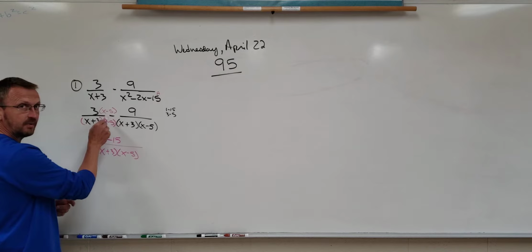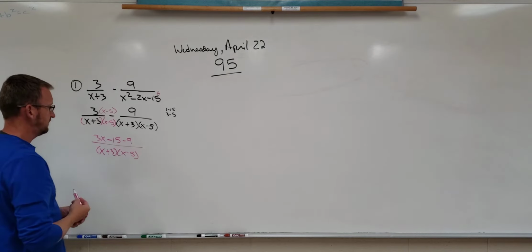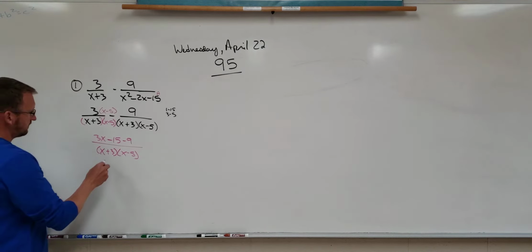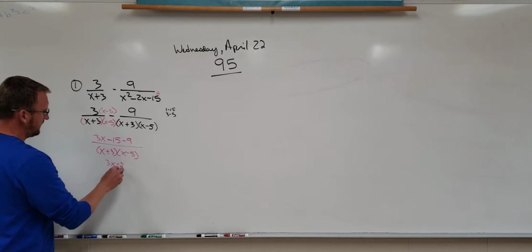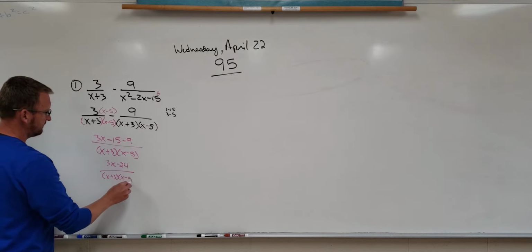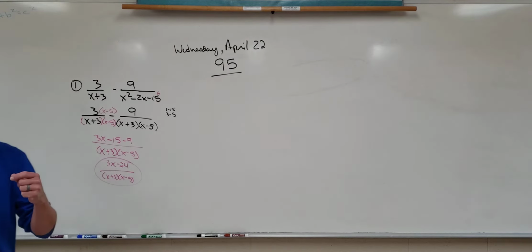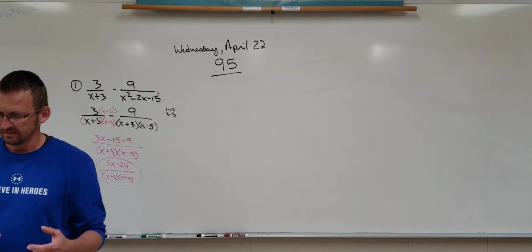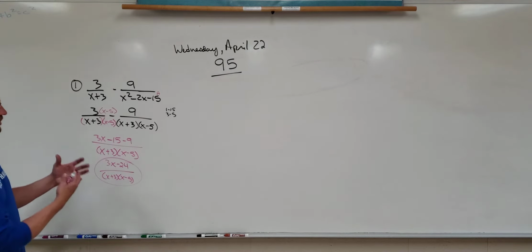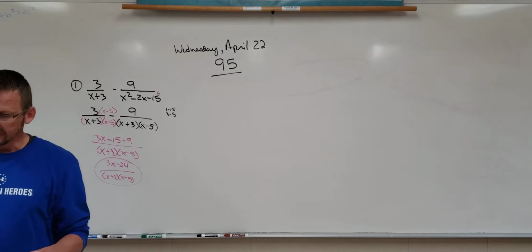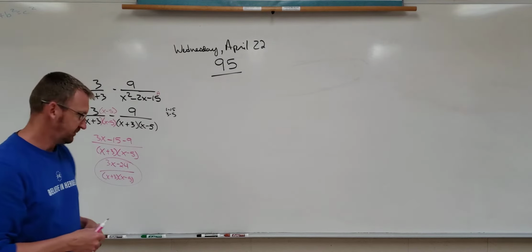Now, remember, I've got my minus 9. Combine any like terms that you can. Okay? So, 3x minus 24 over x plus 3 and x minus 5. Now, I know on example 1 it said find the least common denominator. But I wanted to go ahead and show you how we're going to set these up, how we're going to make them work. Okay? So, let's look at example 2.